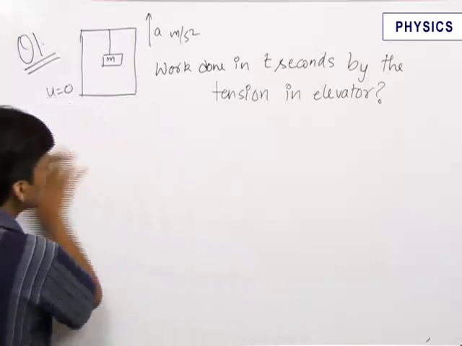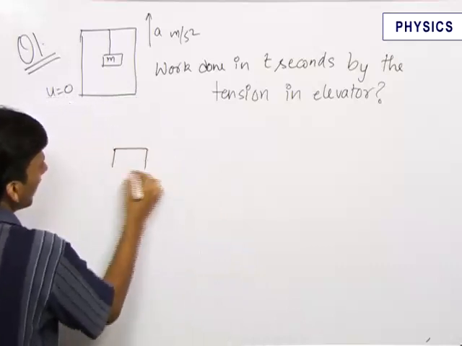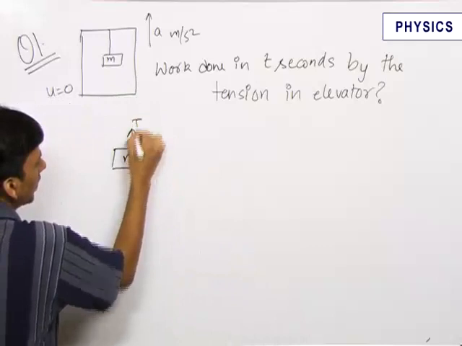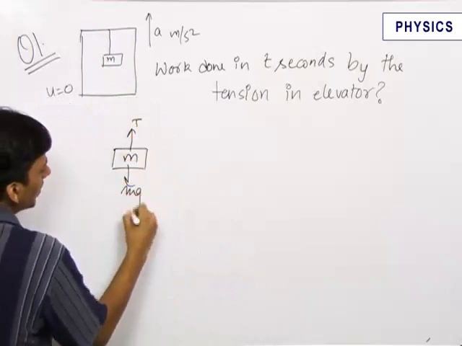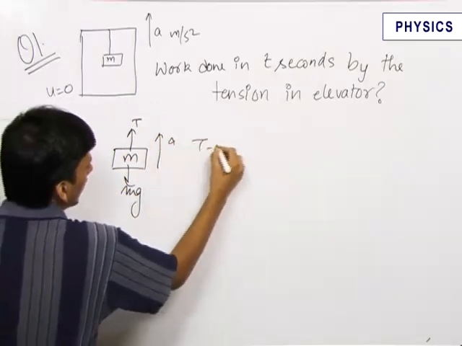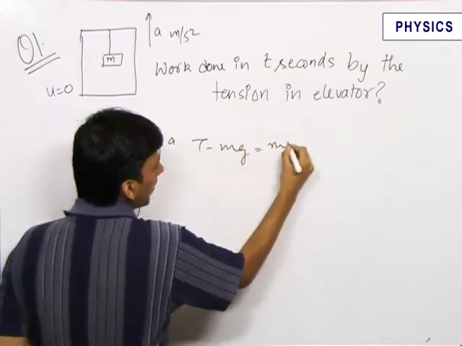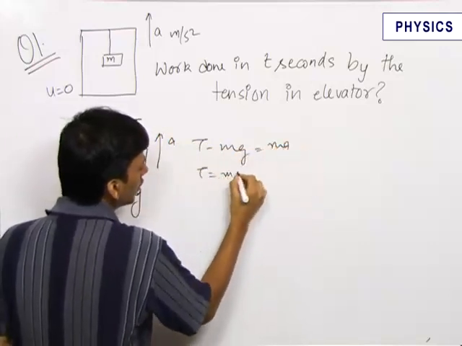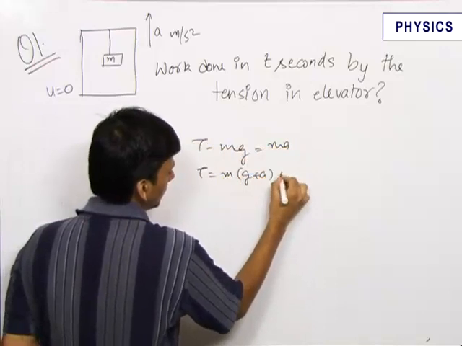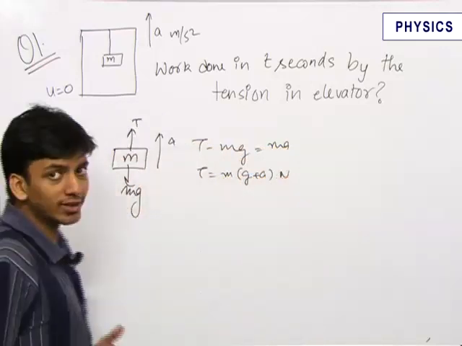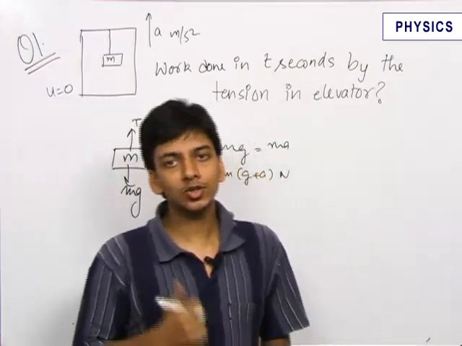For finding out the tension, we write the equation on this mass m. Tension acts above, mg below, the acceleration is a. T minus mg is equal to ma. Therefore, the tension is equal to m into (g plus a) newtons. So we now know the tension. The tension in the string is constant.